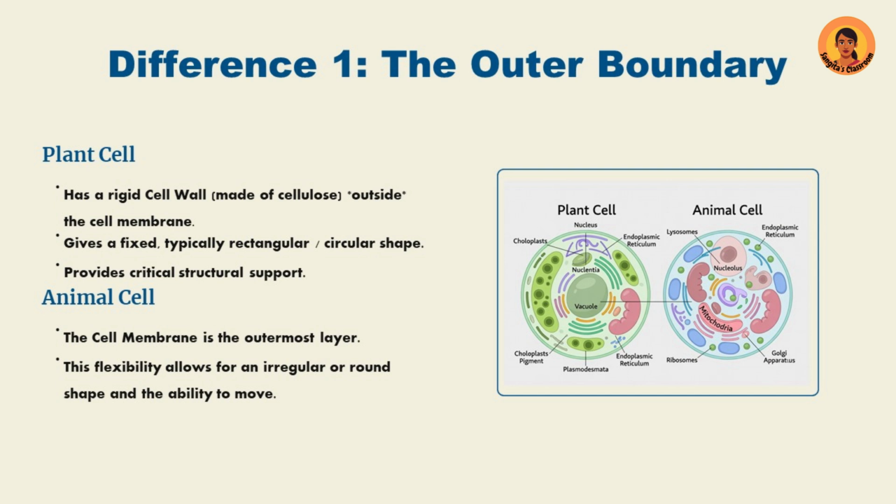Whereas in animal cells, the cell wall is absent. The cell membrane is the outermost layer. This flexibility allows for an irregular or round shape and the ability to move. See the figure, you can understand better.